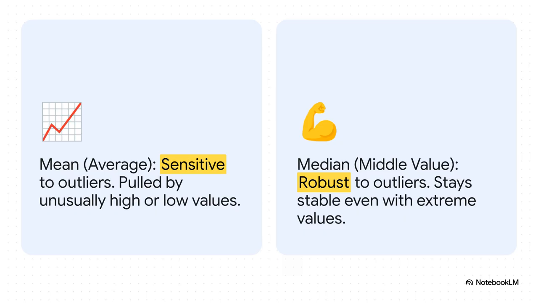The median, on the other hand, which is simply the middle value, is way more robust. Just think of it this way. If a billionaire walks into a coffee shop, the mean income in that shop skyrockets, right? But the median income, it barely even budges.